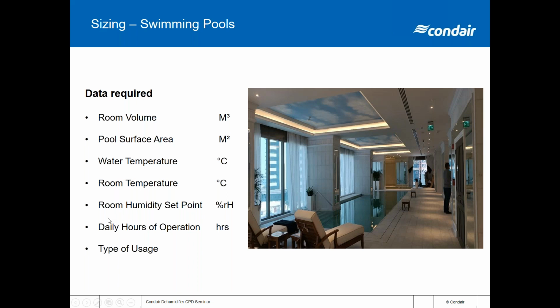So we need to know the room humidity set point as well, and also the daily hours of operation and the type of usage. So if it's just a private pool, that will have a utilization factor. If it's a training facility or perhaps a spa, then that will have a different level of usage, and there will be different factors in there that calculate that evaporation unit. We'll also need to know whether the pool is covered or not. Air circulation rates should be between 3 to 7 total air changes per hour. So there is some additional information required for swimming pools.